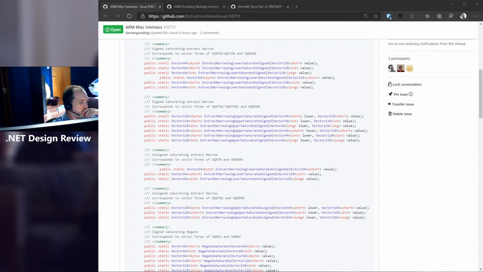So basically, SQXTN and UQXTN do not have any suffix, and only SQXTUN has the signed suffix. But returning the value -1 saturated, well, that would be signed. You extend, and there's unsigned.